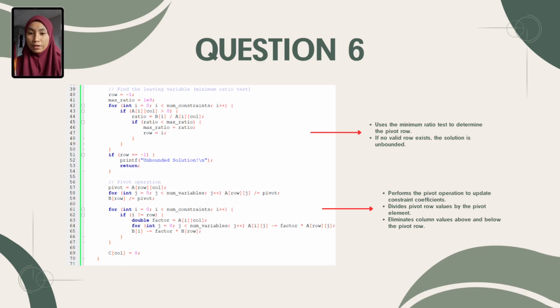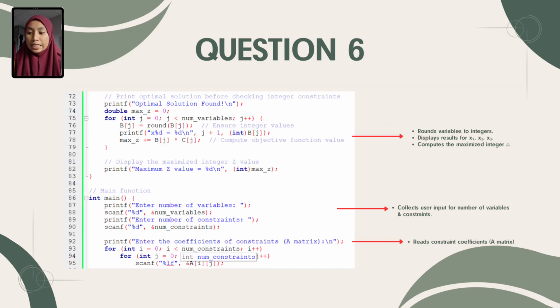Lines 57 until 70 perform the pivot operation to update the constraint coefficients, divide the pivot row values by the pivot element, and eliminate column values above and below the pivot row. Next, move to lines 73 and 83. Display the integer solution by rounding variables to integers. Display the result for x1, x2, x3 and compute the maximized integer z.